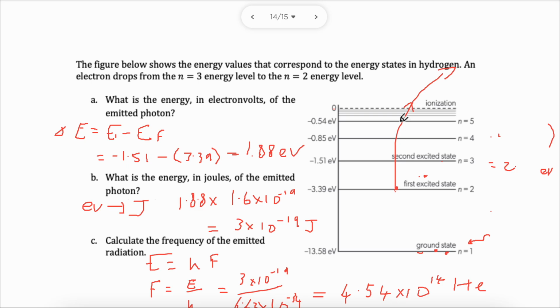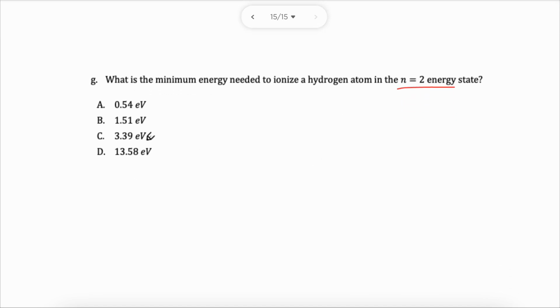So if I have 3.39, the electron will escape. Anything more than 3.39, at this point, will all be converted to kinetic energy. It will move away faster afterwards. So the minimum energy I need is 3.39, and anything extra will be kinetic energy. So that means the answer is C, and we are done.